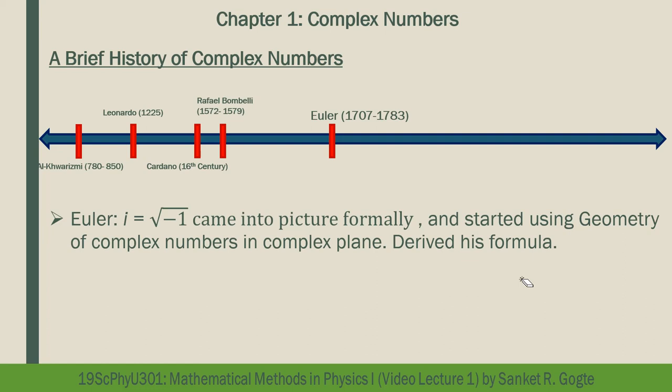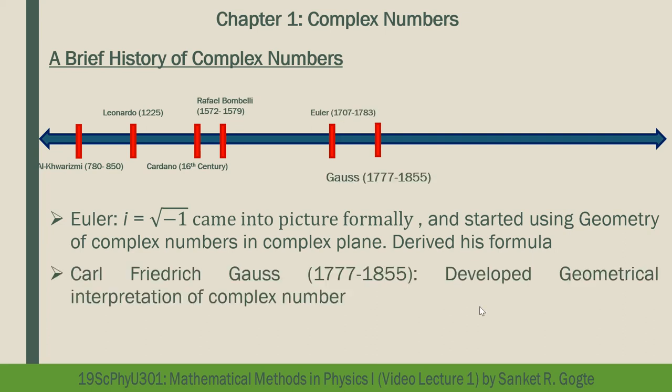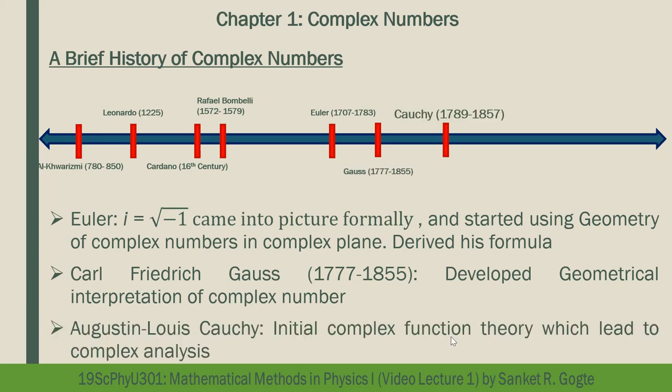So Bombelli first introduced this notion for the square root of minus 1. Later in the 18th century, Euler started writing i for the square root of minus 1, and like Bombelli, who used the word in Latin, Euler also started using the geometry of complex numbers in the plane, and he also derived the formula, which we will also discuss in this chapter. Finally, Gauss developed the geometrical interpretation of complex numbers. And later, Cauchy was responsible for starting a functional theory of complex numbers, which eventually led to complex analysis.